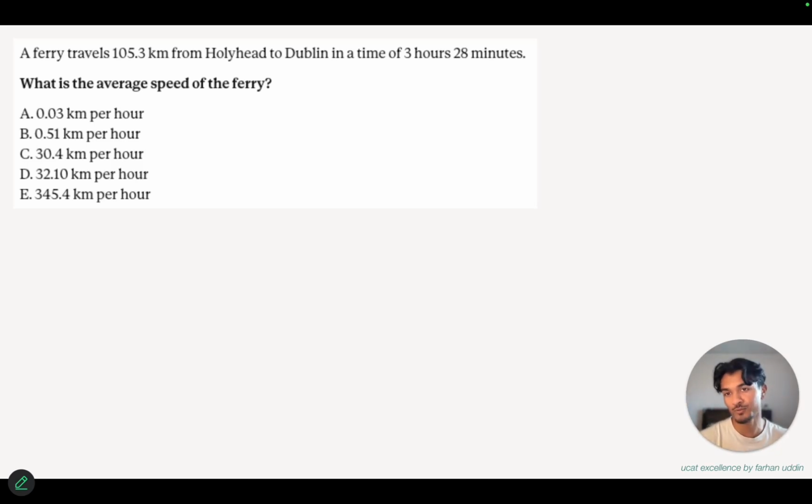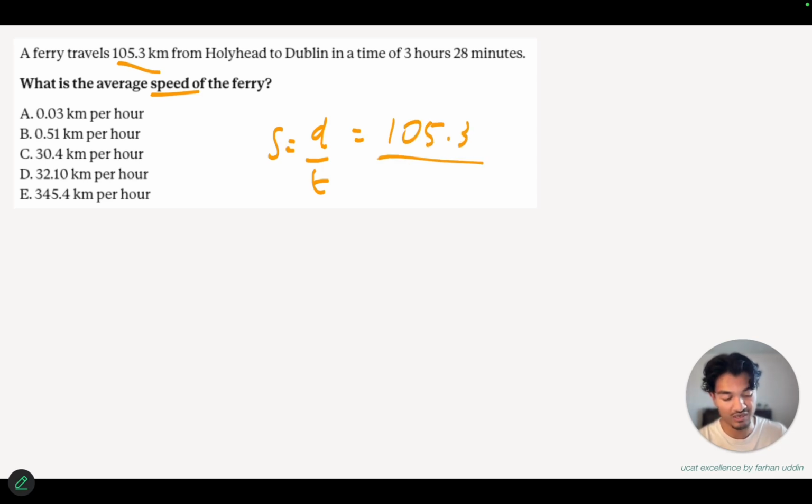Okay, so let's run through this question together now. So, it's looking for the average speed of the ferry. What do we know? Speed equals distance over time. So, do we have the distance? Yes, we do. That's 105.3. Do we have the time? Yes, we do. It's 3 hours and 28 minutes.